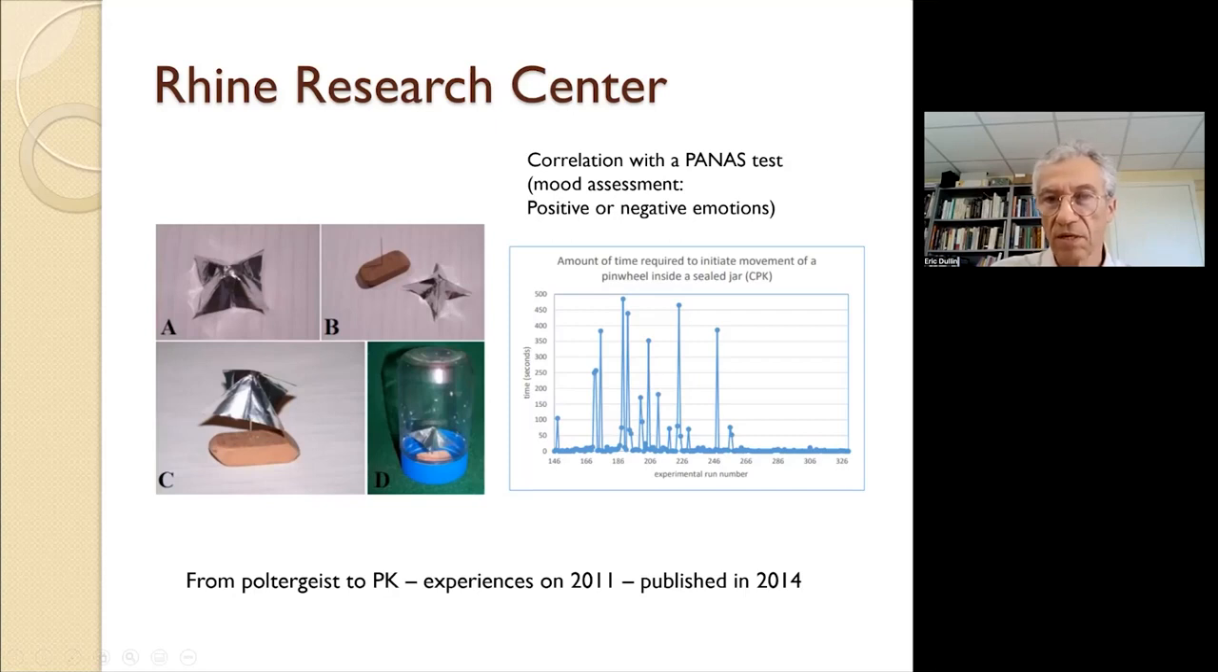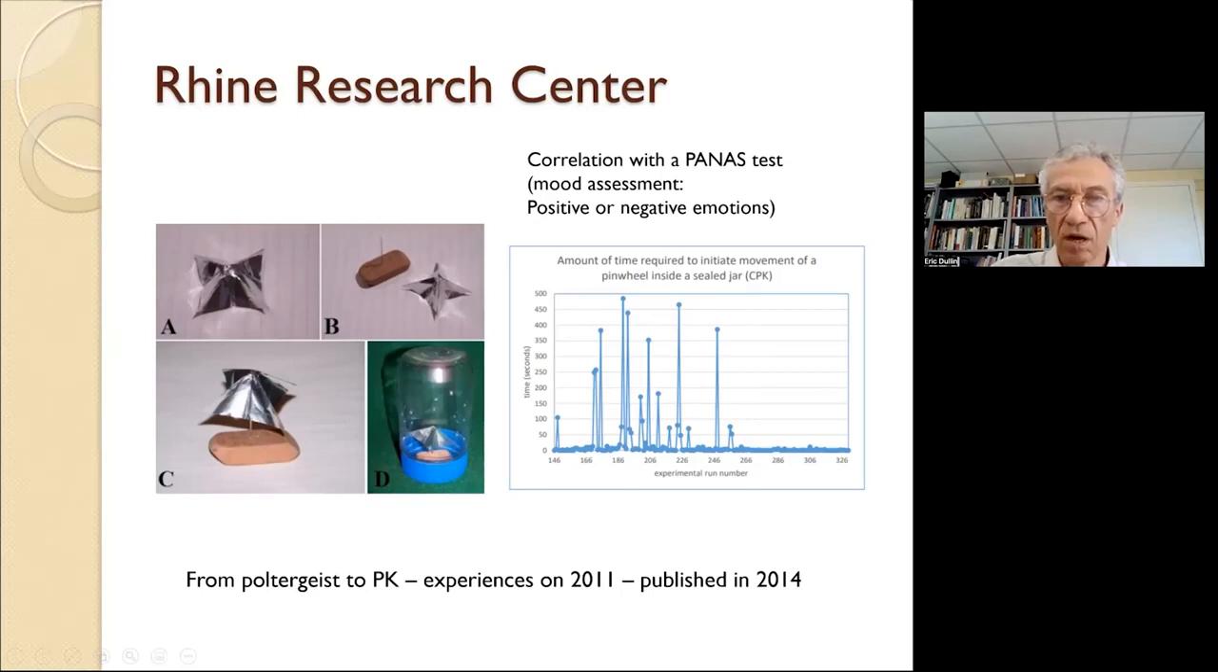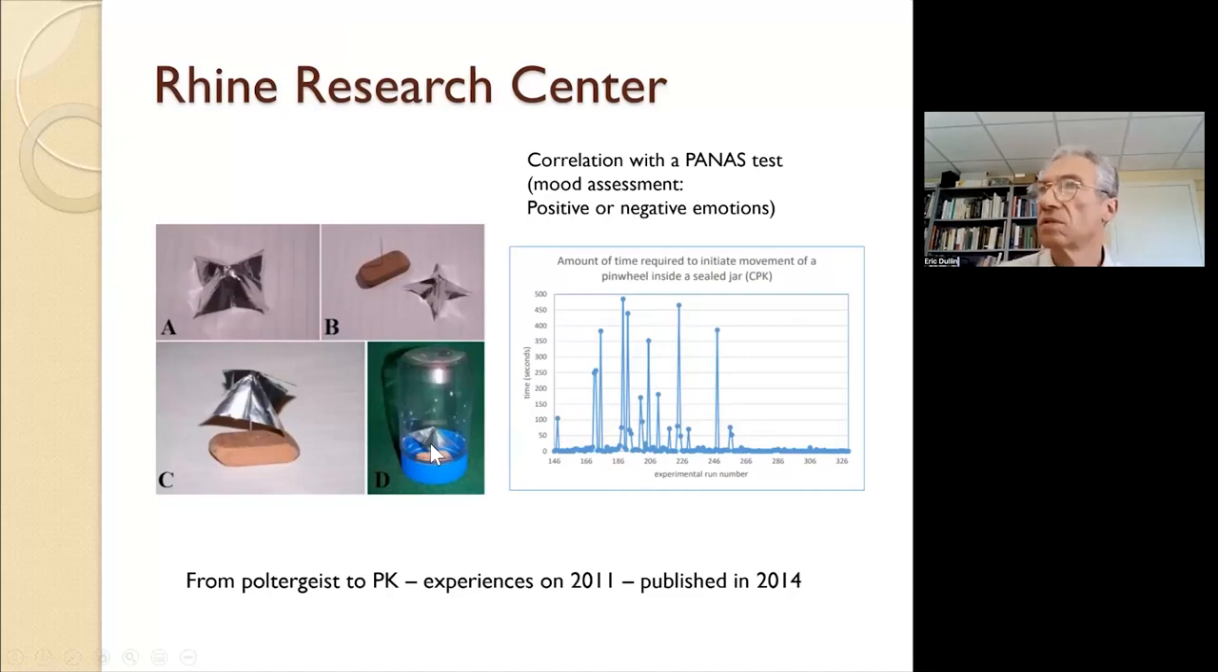And the graphic here gives the time needed to move the target inside the sealed jar from zero. So for example, here we have 250 seconds, so 4 minutes before being able to move the target. It was very interesting because they really followed the experiment every day. You also have to know that the practitioner had previously been in some poltergeist events, and in some ways this experiment helped her to try to control what was happening.